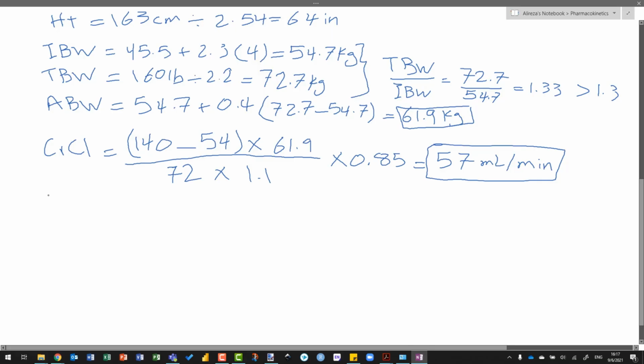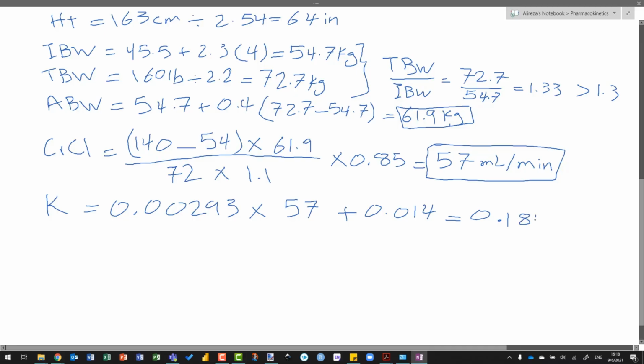Next, we can calculate the elimination constant K or Ke. We can use the equation 0.00293 times creatinine clearance that we calculated, which is 57 ml per minute, plus 0.014, which gives you 0.181, and this is in inverse hours. Make sure you don't make mistakes with all these zeros in your calculator.